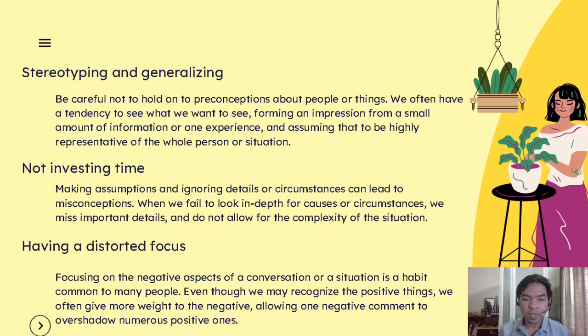When we fail to look in depth for causes or circumstances, we miss important details and do not allow for the complexity of the situation. So, the tendency, which is good, is that we sometimes rush on things, making conclusions right away, which sometimes is good, but not all the time.